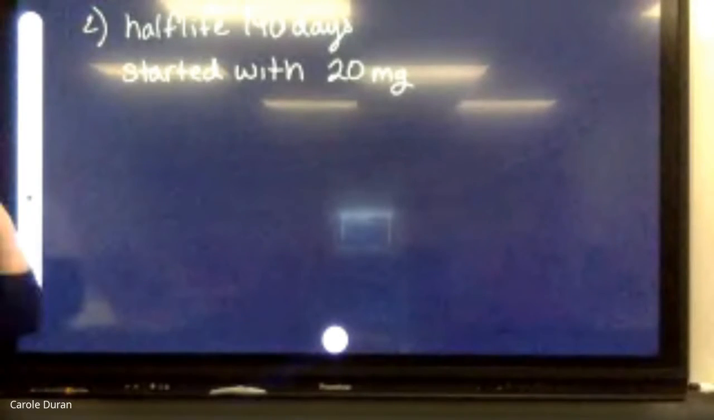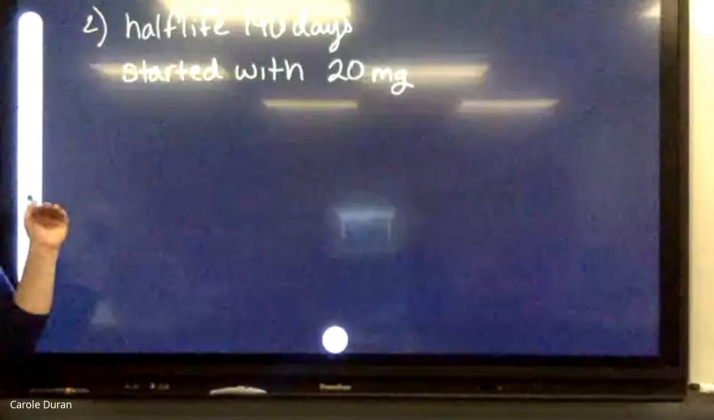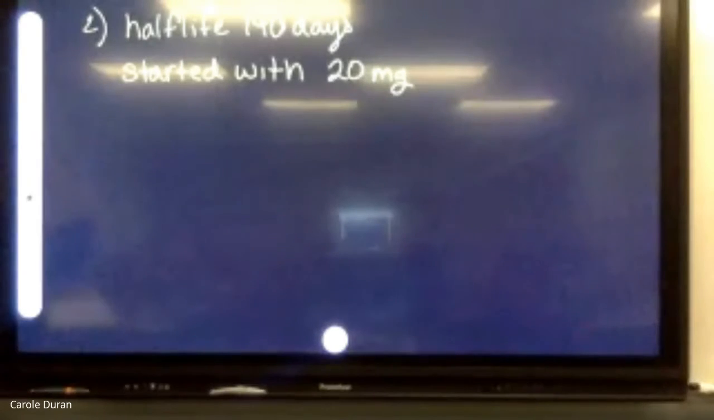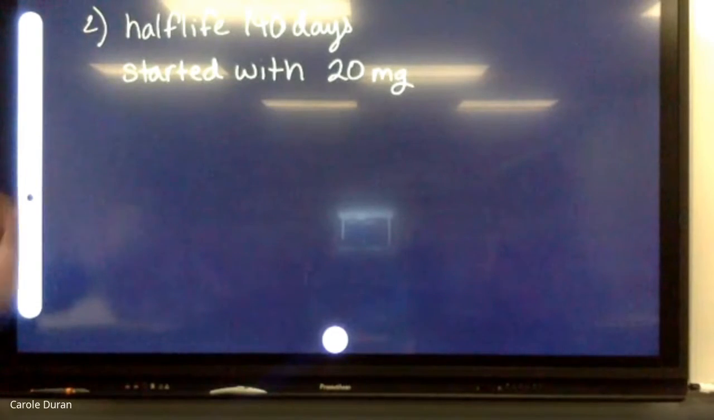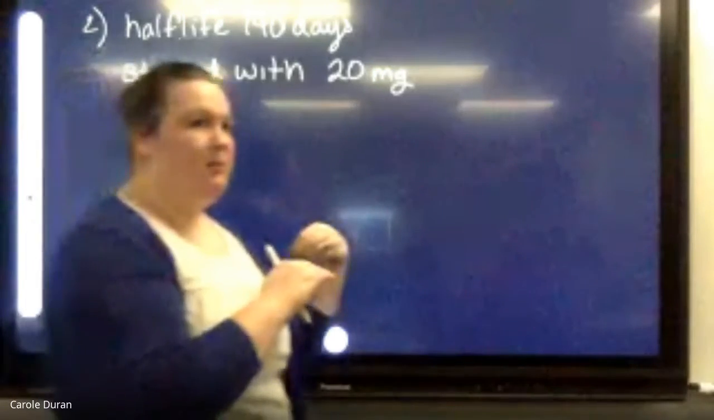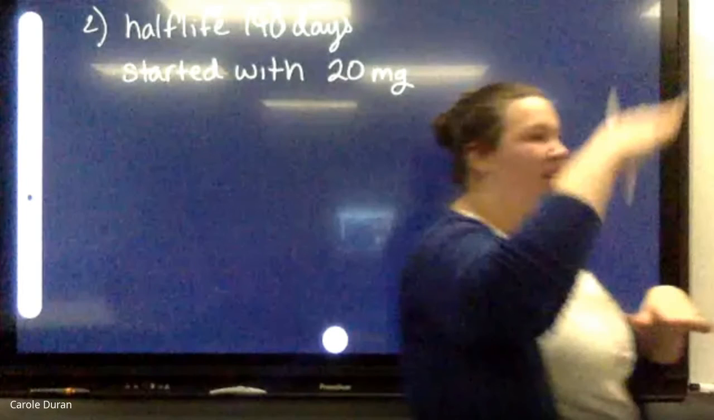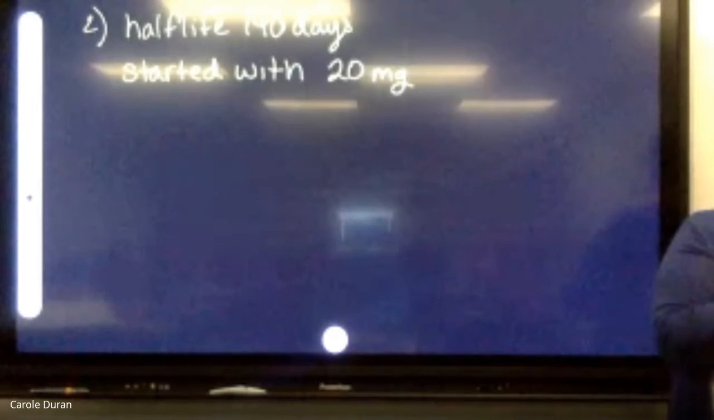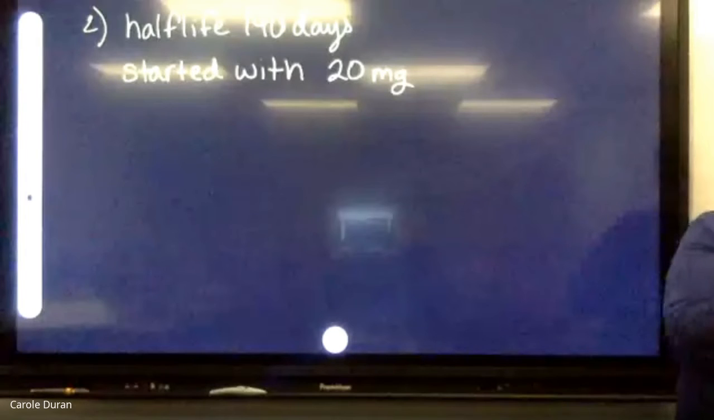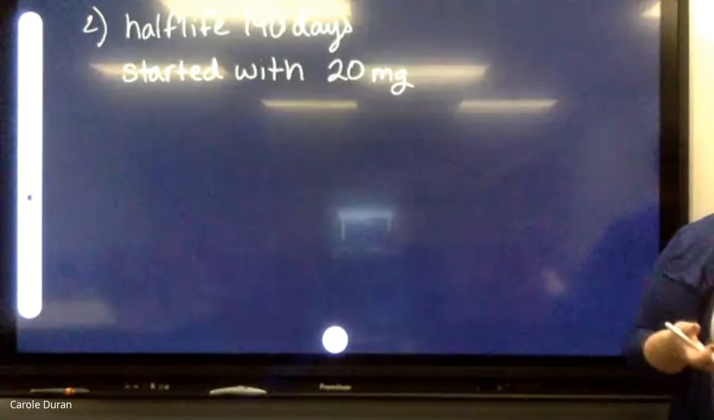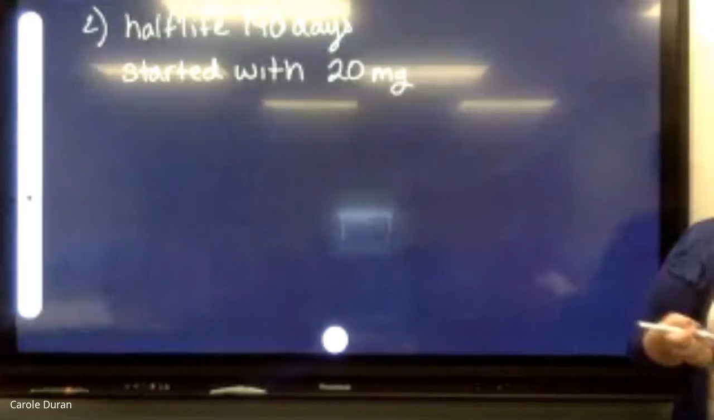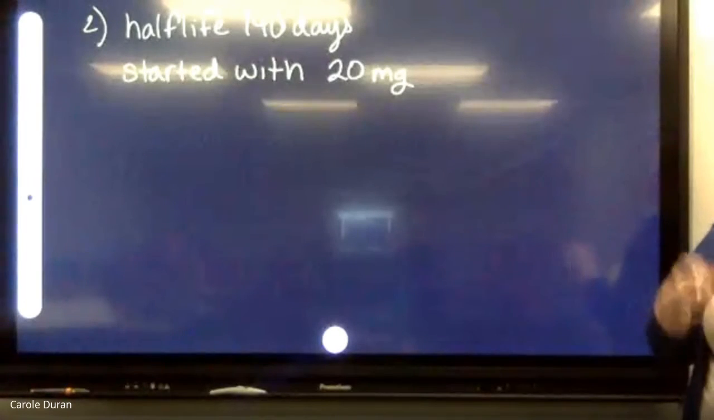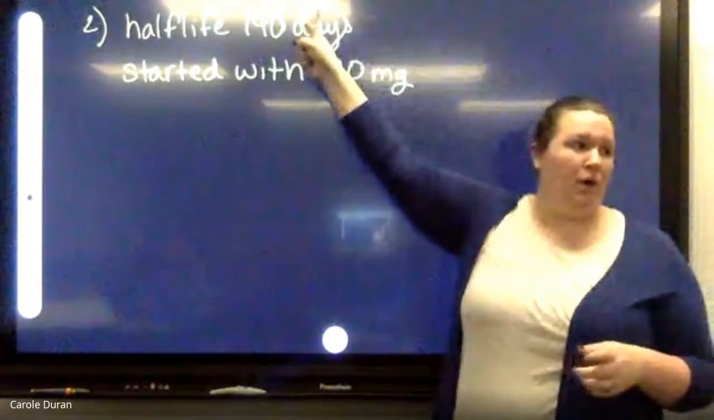Half-life means it's going to take 140 days for my starting population to be cut in half. It would also take another 140 days for that population to, again, be cut in half. So every 140 days, my population is directly half of whatever I started with. That's what half-life means here. Sometimes half-life is 10,000 years. Sometimes it's 2 hours. Okay, so make sure you're paying attention to whatever unit we're using for our half-life time.